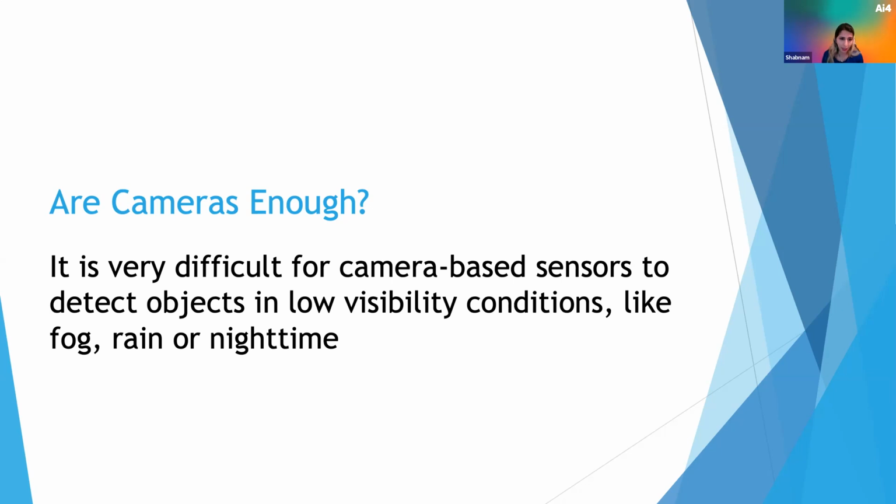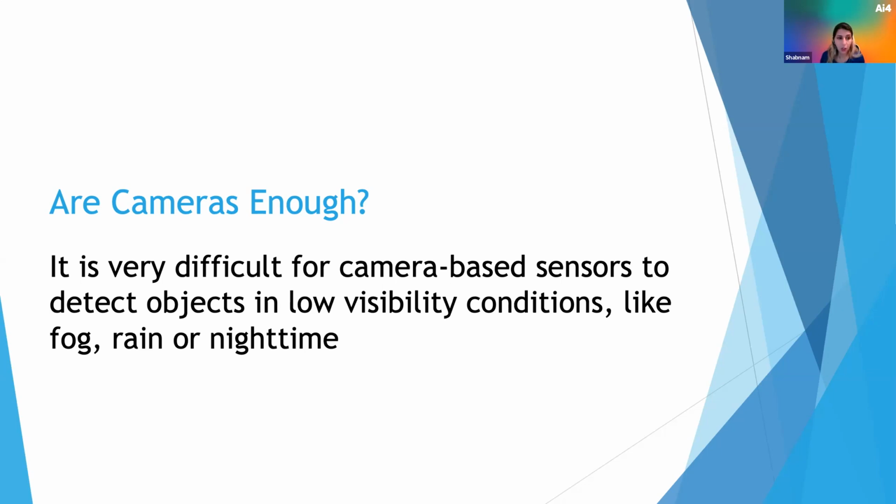Because cameras don't work in low visibility conditions, such as rain, fog, or nighttime. And even if it's morning and it is bright and shiny out there, it might not work. Imagine that the sun is shining directly into the camera. The camera is basically blind, right? So cameras have their limitations.